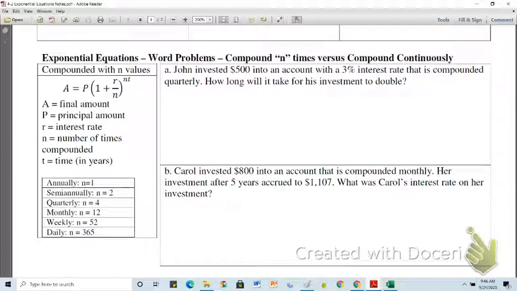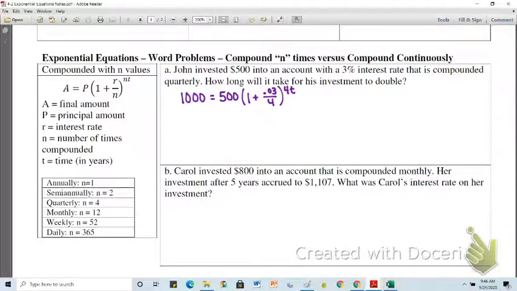So it says John invested $500 into an account with an interest rate of 3% that is compounded quarterly. So remember, quarterly means 4. How long will it take for his investment to double? So if I want to know how long it would take to double 500, that means my new amount would be 1,000 equals my original amount times 1 plus my interest rate divided by 4, because it's 4 times a year, all raised to the 4t.